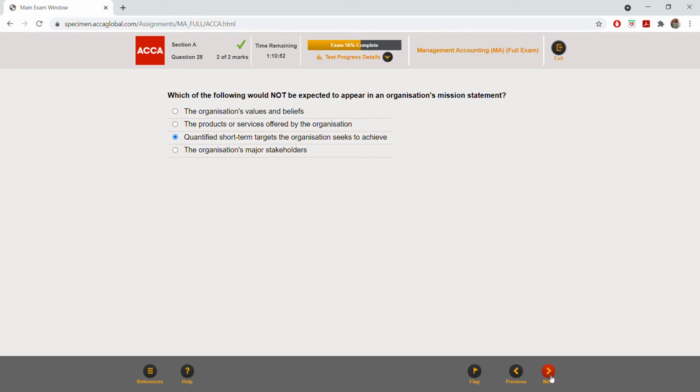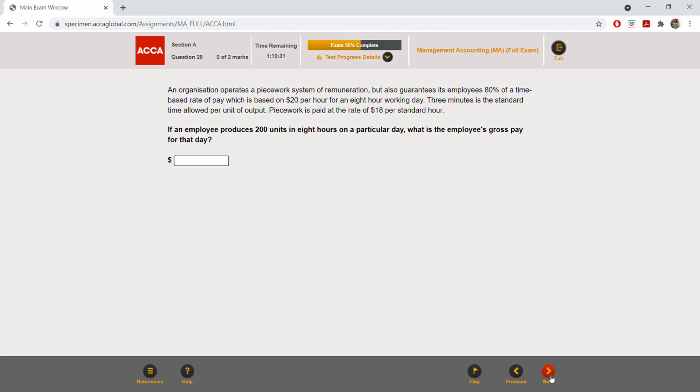Because a mission statement is like a long-term goal for your company. What do you want to see your company become? What's your mission? Short-term goals and all are not there in the mission statement. So definitely beliefs and values are something long-term. Product and service will be there because your company is based on that, and their major stakeholders also. Next.